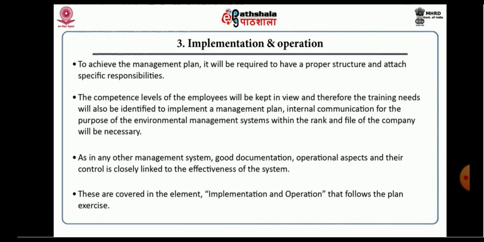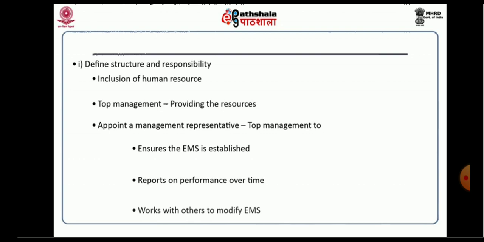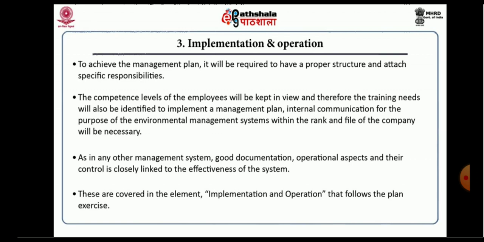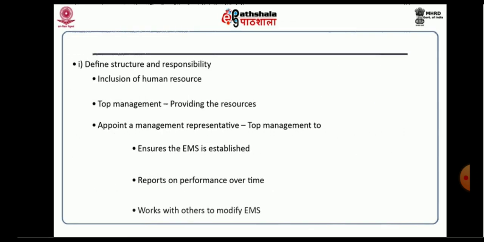Internal communication for the purpose of the environmental management system within the rank and file of the company will be necessary. As in any other organization system, good documentation, operational aspects and their control are closely linked to the effectiveness of the system. So finally, these are covered in the element called implementation and operation. That follows the plan exercise. And what are the subtopics under this operation? First, define the structure and responsibility.